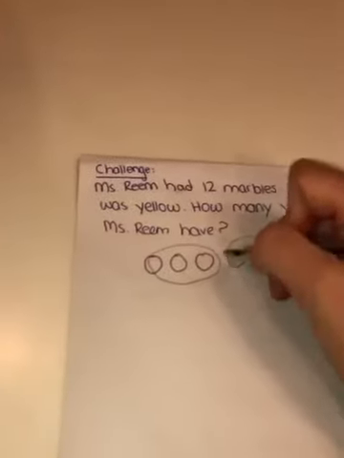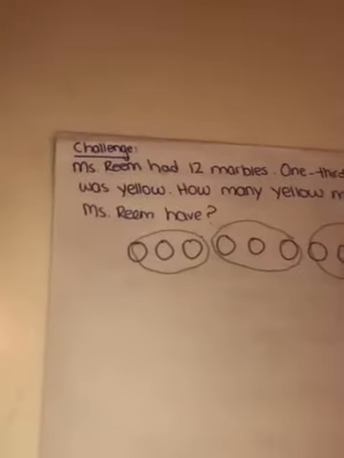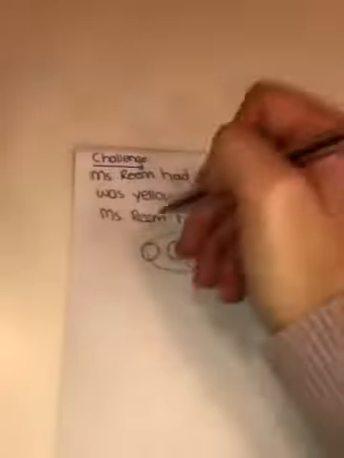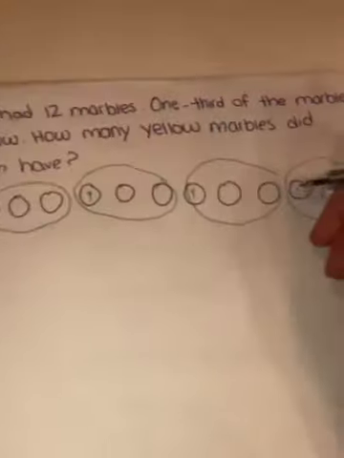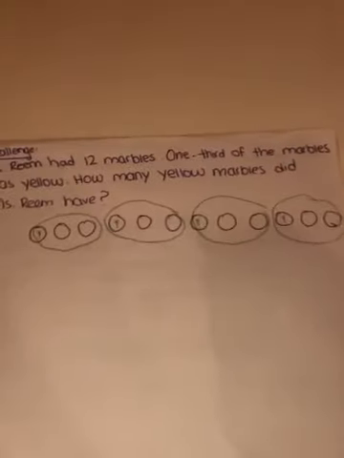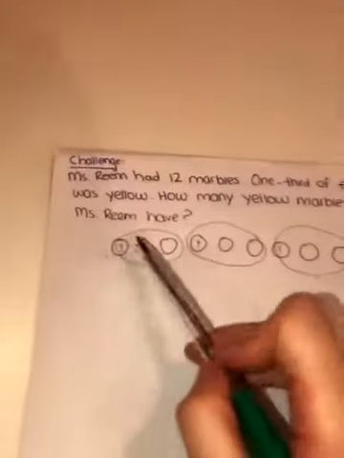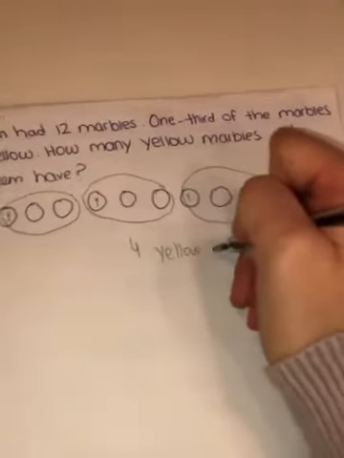I group them into 3, and now from every 3, I'm going to choose 1 as yellow. So this is yellow, this is yellow, this is yellow, and this is yellow. So how many yellow marbles did Miss Reem have? Let's count them. 1, 2, 3, 4. So Miss Reem had 4 yellow marbles.